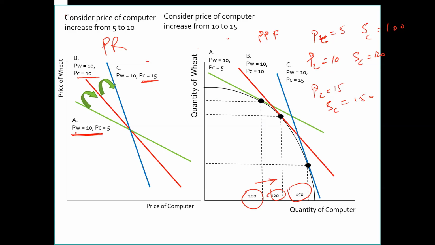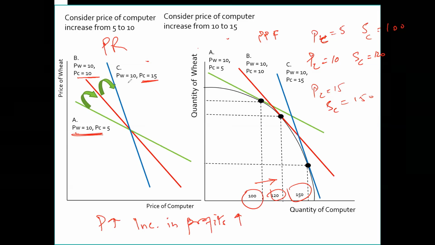when there is an increase in the price of a particular good, since increase in price represents increase in profits for the seller, what he will do, since computer is becoming expensive, is allocate more resources towards computers so that he can produce more computers and extract more profit from the market.